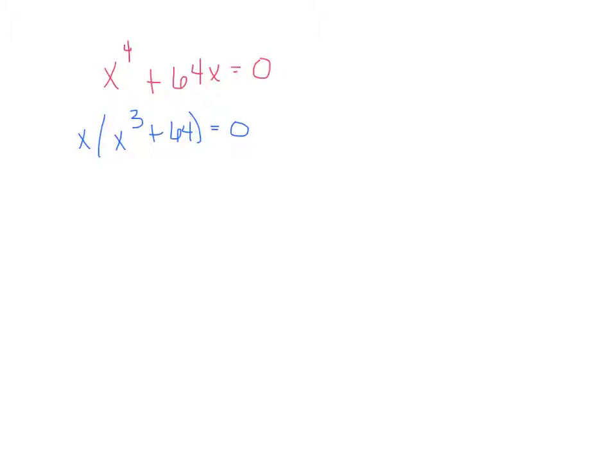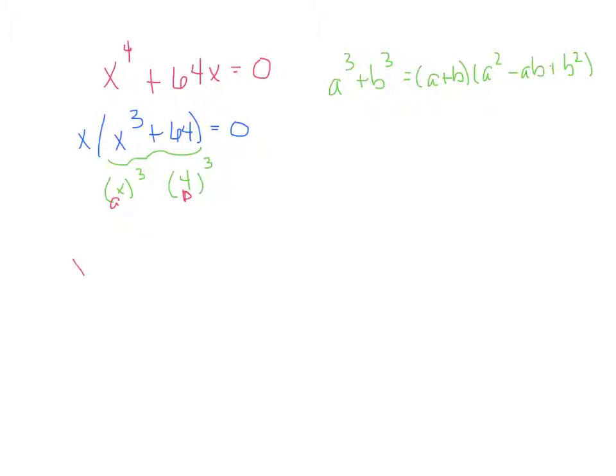And because x is cubed, that puts a little question in my mind. Is this a sum of cubes? Because this is x that's being cubed. And is 64 something else being cubed? And it is 4 that's being cubed. And so if we remember, our sum of cubes is a plus b times a squared minus ab plus b squared. And what we did just a minute ago is we found a and b.